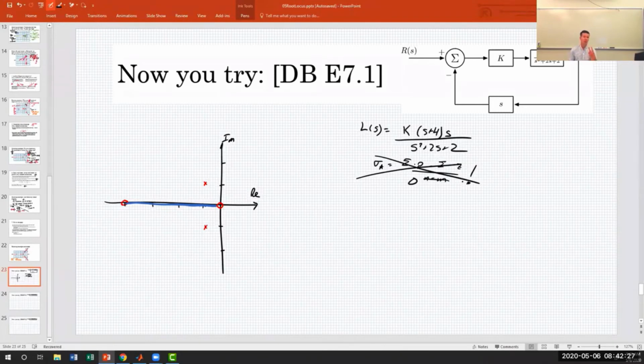There are 2 open loop poles. There are 2 open loop zeros. That means that there are 2 closed loop poles. Those closed loop poles will travel from the x's to the o's, and they'll never go off the page. Okay, so in this particular example, there are no asymptotes to calculate. So we get to skip step 3.